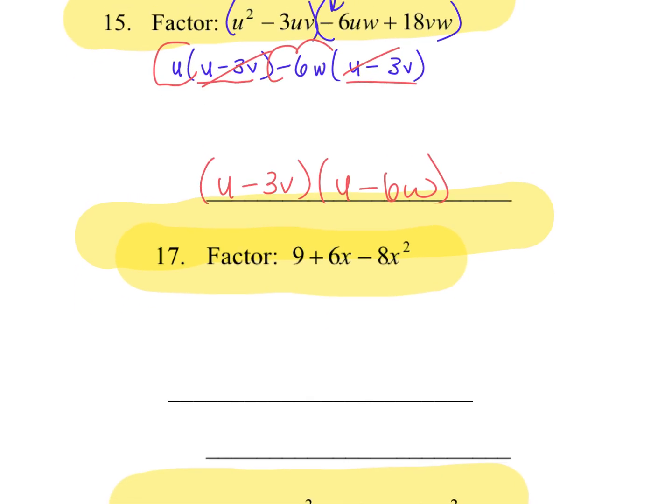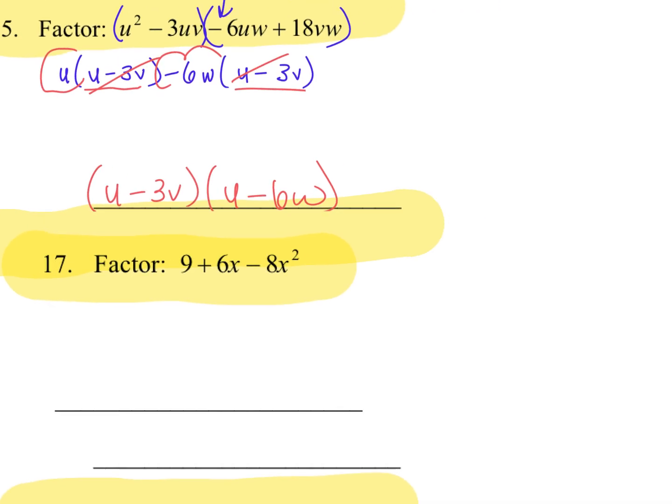Now I'm going to do this one of two ways. When I see this problem, I don't like the way it looks. How many of you like things to be in order? Just makes better sense. Fine. I personally would rewrite this. How would I rewrite it? Negative 8x squared plus 6x plus 9.